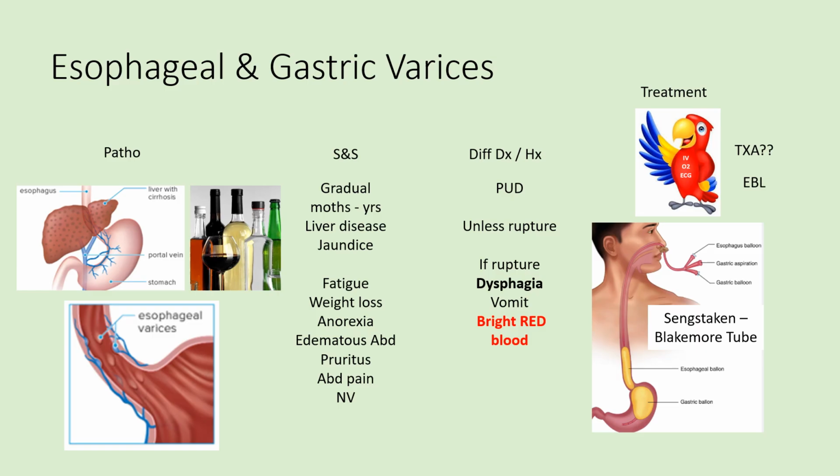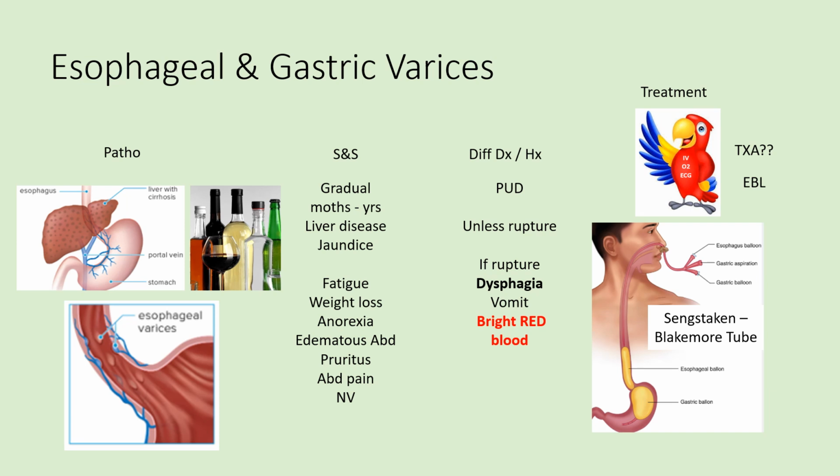Esophageal and gastric varices. Varices are caused when blood flow through the liver is restricted, causing portal hypertension. That hypertension is normally associated with chronic alcohol use, and that chronic alcohol use is the most common cause of these varices. Varices are dilated veins due to that increased pressure that causes damage. Signs and symptoms can be gradual because you're drinking over months or years.